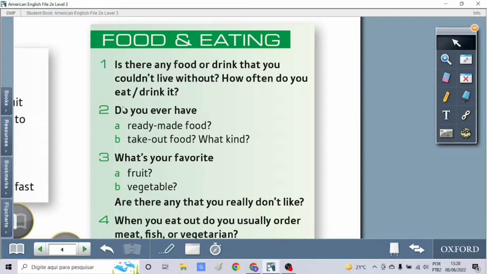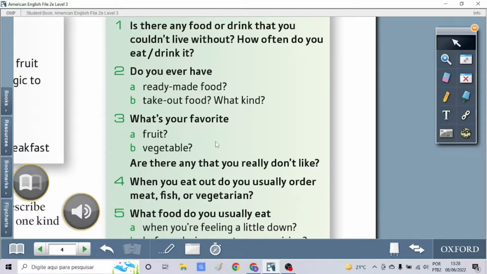How often do you eat it? How often do you drink it? Do you ever have ready-made food? Do you ever have takeout food? What kind? 3. What's your favorite fruit? What's your favorite vegetable? Are there any that you really don't like?